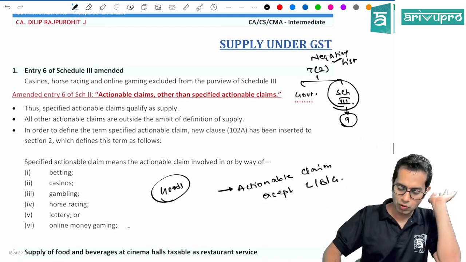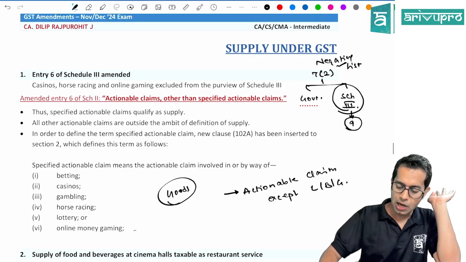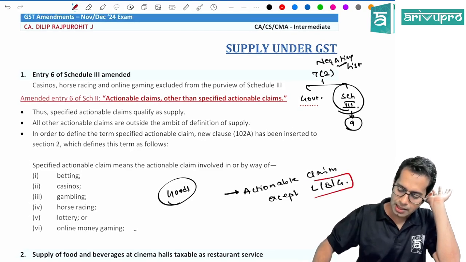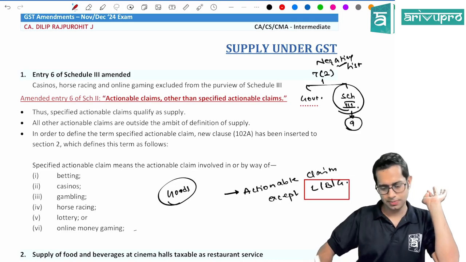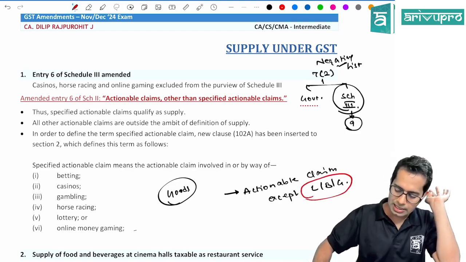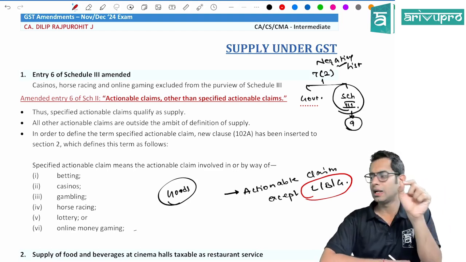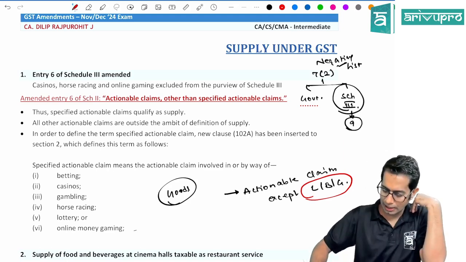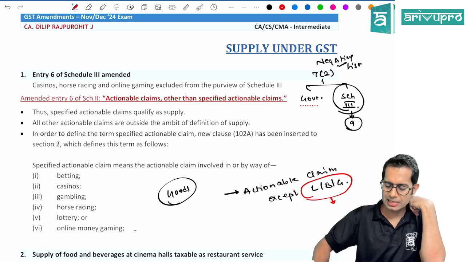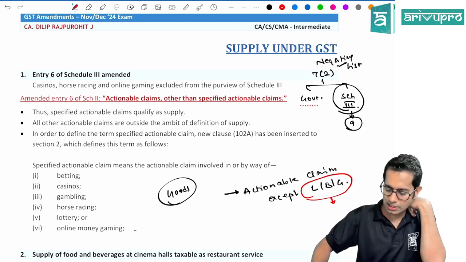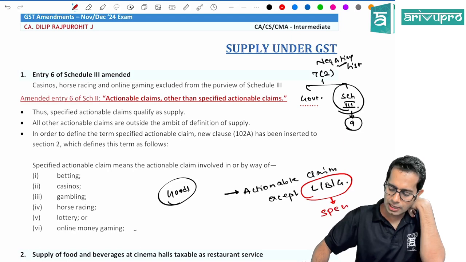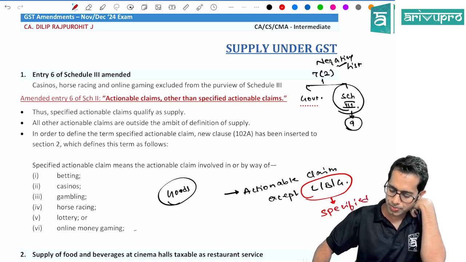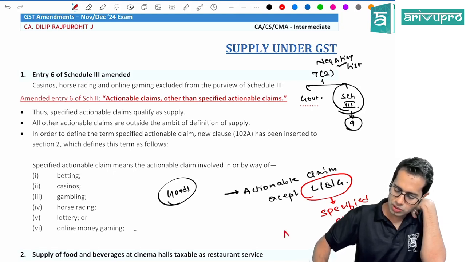Now, what they have done here is made a simple change wherein they have added a few more items. Instead of naming it as actionable claims except lottery, betting and gambling, they have given a list of a few activities and renamed this entry as transaction in actionable claims except specified actionable claims. Except what, sir? Specified actionable claims.